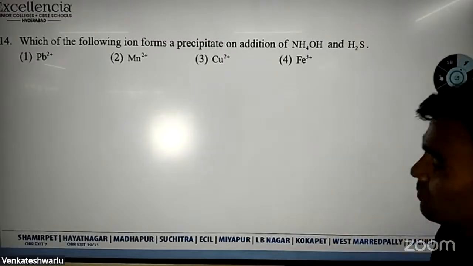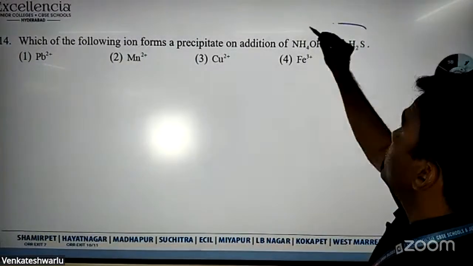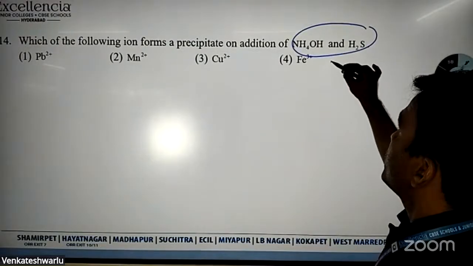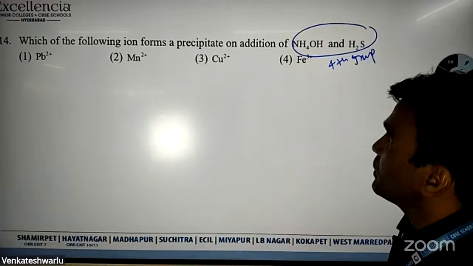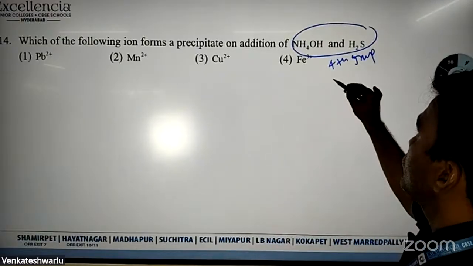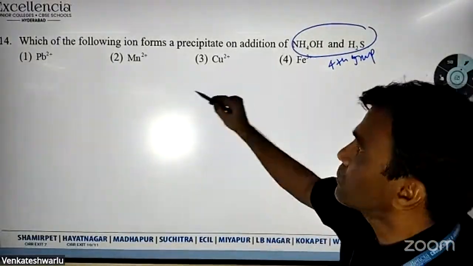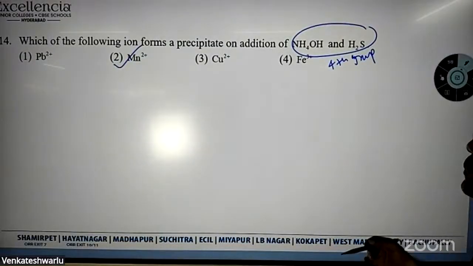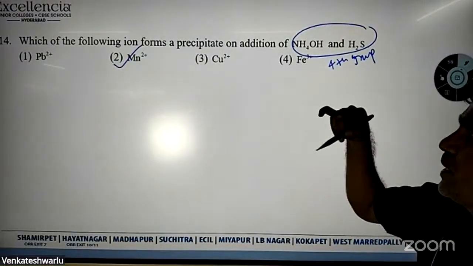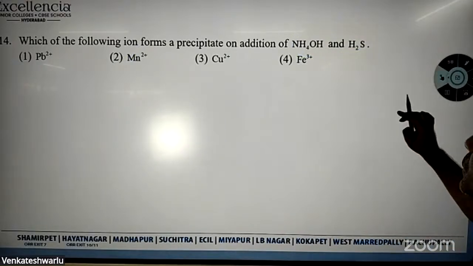Yes, this is also a very important question. Actually, this group reagent is a fourth group reagent in qualitative analysis. In the fourth group, precipitates are sulfides. So here only one element belongs to the fourth group, that is Mn plus 2. This is also definitely a memory based question. So we may expect this type of questions in upcoming sessions also. Right. Next question.